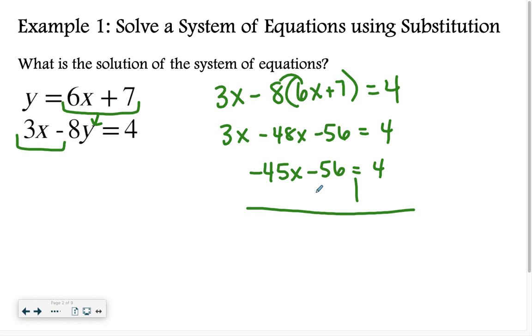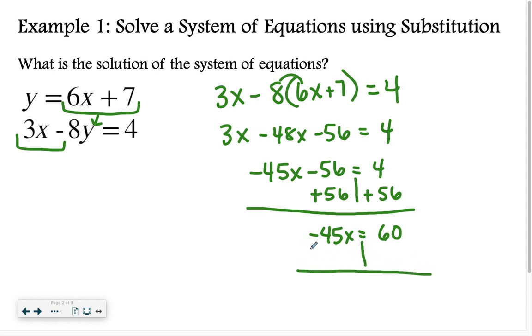I'm going to get x all by itself, so I'm going to do order of operations backwards. That means I'm going to add 56 first, so I have negative 45x equals 60, and then I'm going to divide both sides by negative 45, and I get x equals 60 divided by negative 45, which is negative 1 1/3.